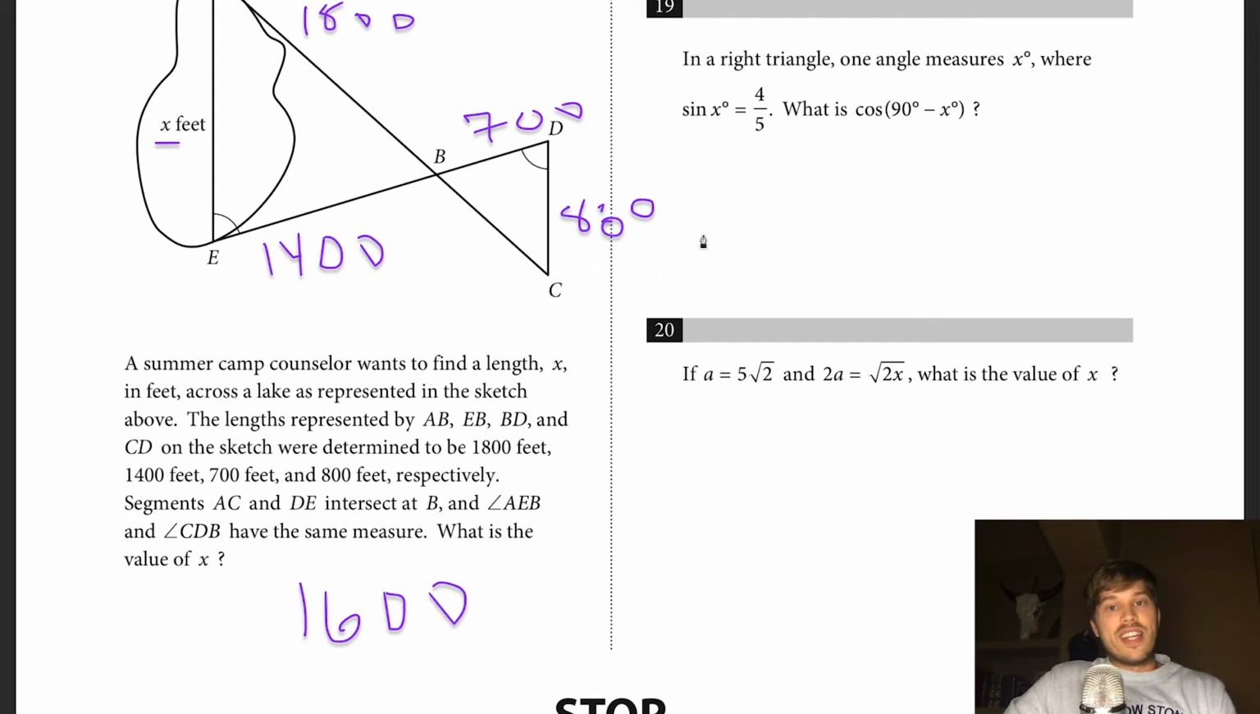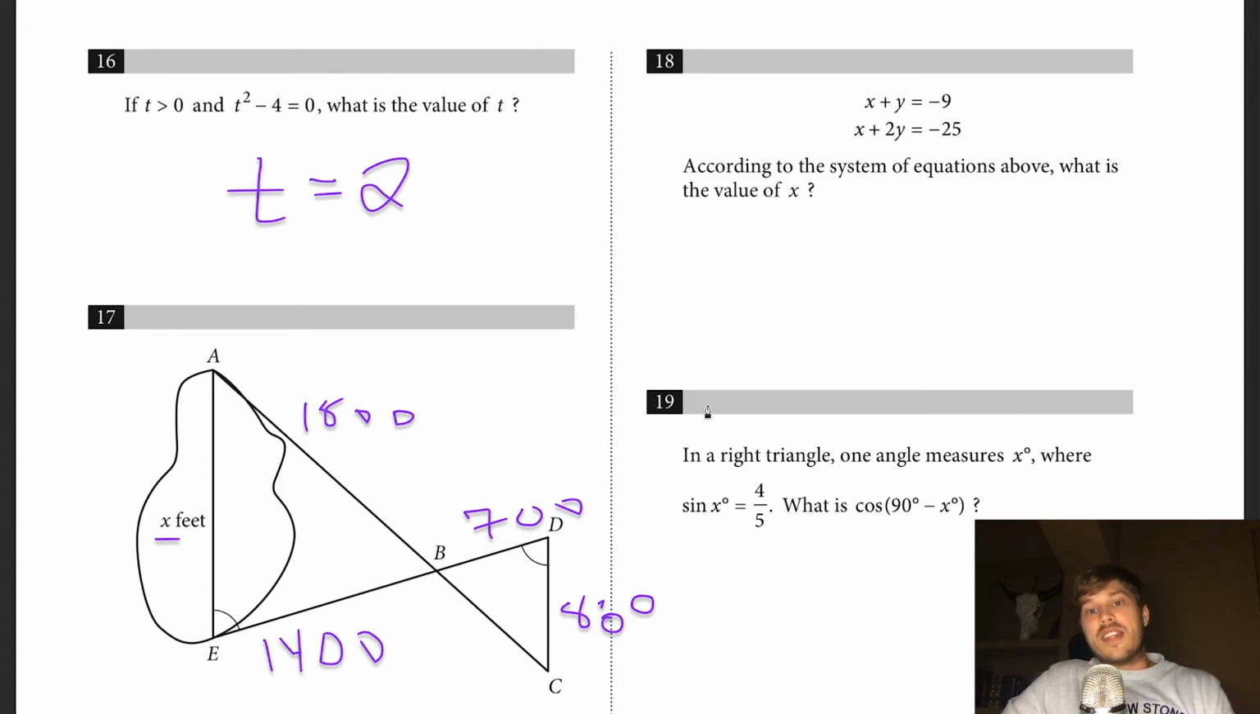All right, 3 more problems. Number 18, according to this system, what is the value of x? So these systems are very close to each other. Let's look at our second system. It's x plus 2y equals negative 25. Well, x plus 2y could be rewritten as x plus y plus y. And x plus y, this is just negative 9 from the first equation.